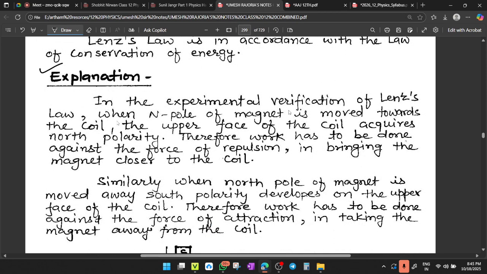Explanation. In the experimental verification of Lenz law, when the north pole of the magnet is moved towards the coil, the upper face of the coil acquires north polarity. Yes or no? Therefore, work has to be done against the force of repulsion. Yes, we have done this work, and the same work is reflected here as an amount of electric current, against this force of repulsion in bringing the magnet closer to the coil.